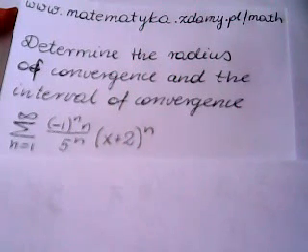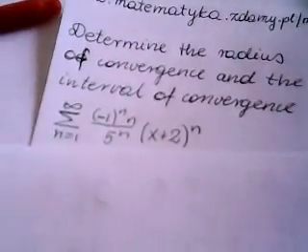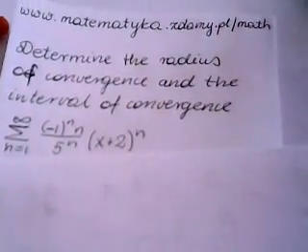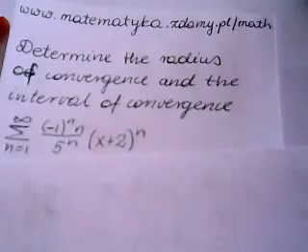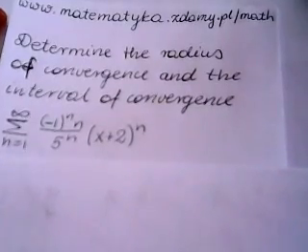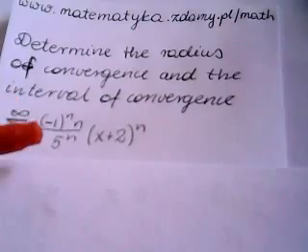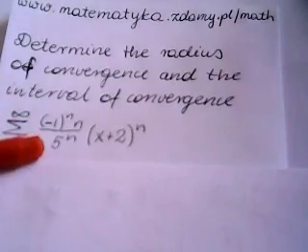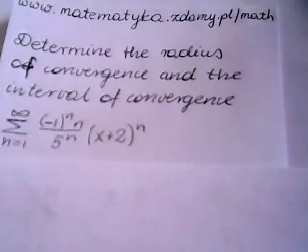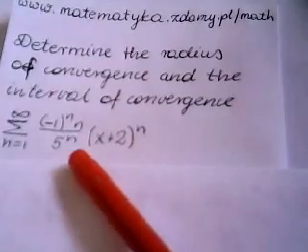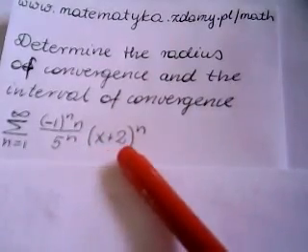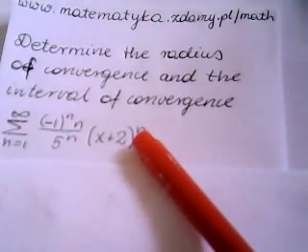Determine the radius of convergence and the interval of convergence. Our example is the sum from n equals 1 to infinity of (-1)^n times n over 5^n, times (x + 2)^n.